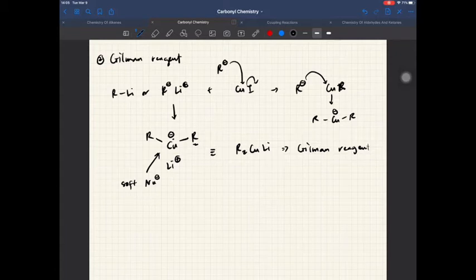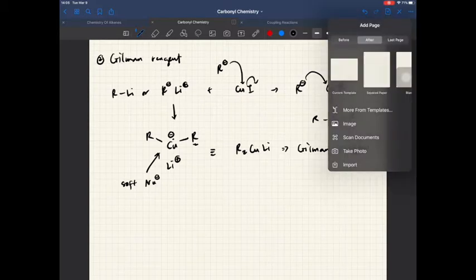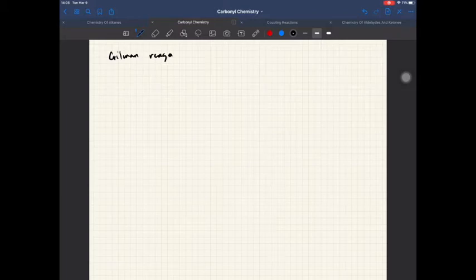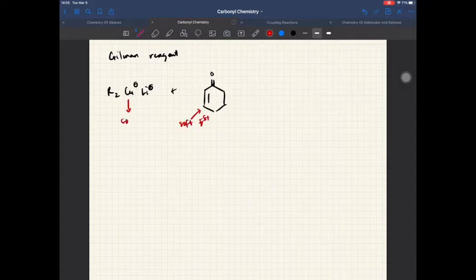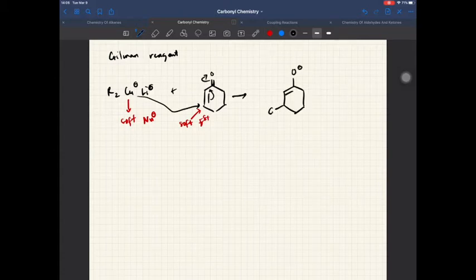So now, being a soft nucleophile, it bonds to the soft electrophilic site of our enone. In the reaction of the Gilman reagent, we have a Gilman reagent here, R2CuLi, reacting with an enone. Remember, this is a soft electrophilic site and this is a soft nucleophile. So copper will bond to the beta carbon in what we call the beta addition or the conjugate addition to form this complex. What we have here is copper with an alkyl group bonded to it.